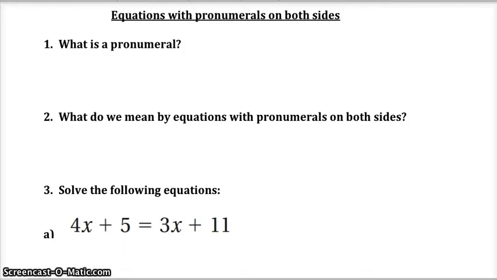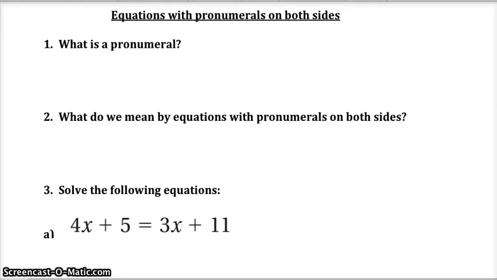Hi, in this lesson we're going to be looking at equations with pronumerals on both sides. So far in equations we've looked at what is an equation, and we've defined that as a mathematical statement with both a left-hand side and a right-hand side having an equal sign and equaling each other. We've also looked at how to solve equations using some informal methods.